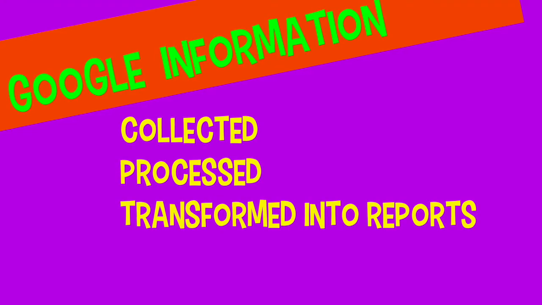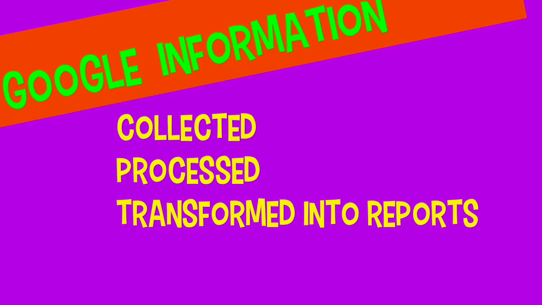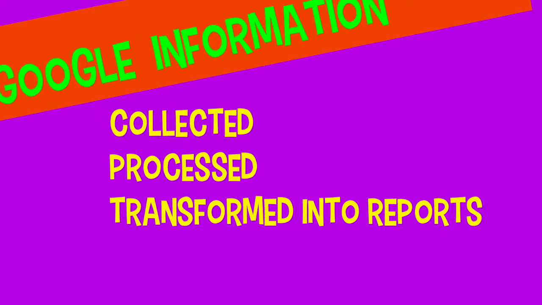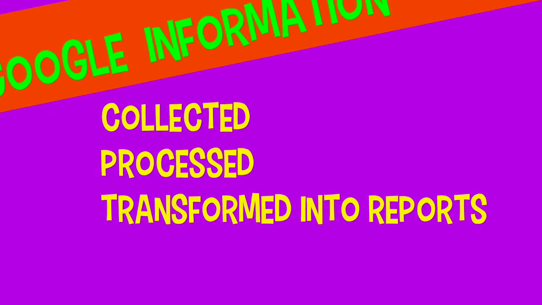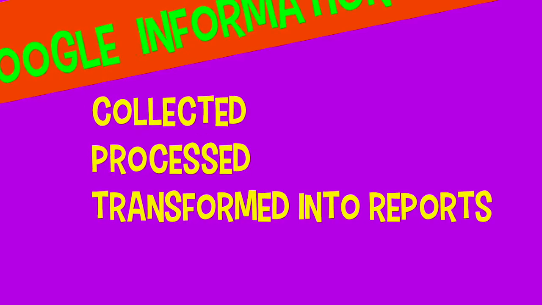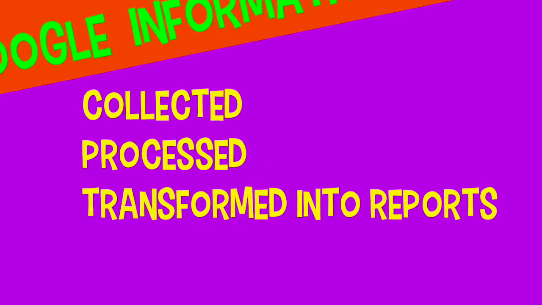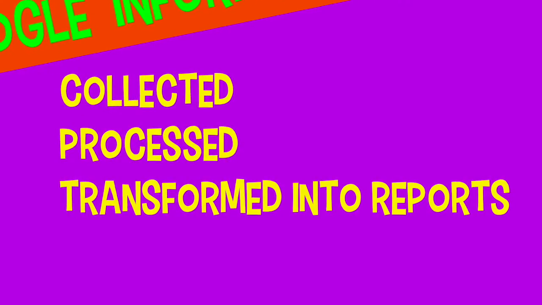Google information is collected, processed, and then transformed into reports. This way you can track your website performance and you can adjust problem areas. For example, perhaps you offered a special and no one wanted it.